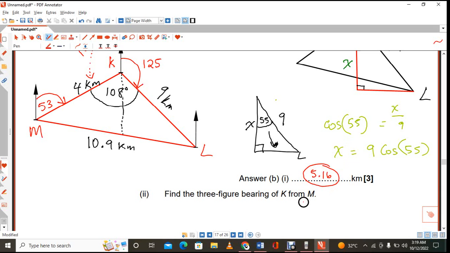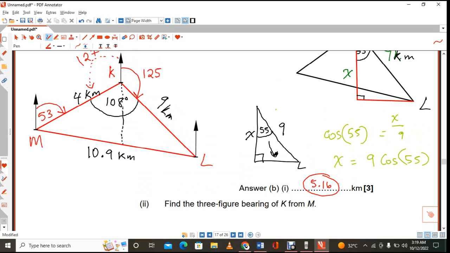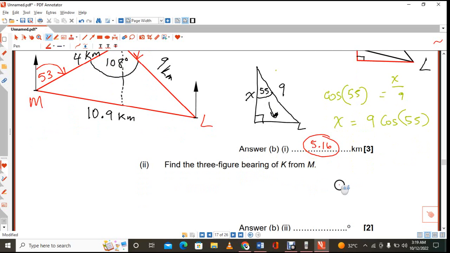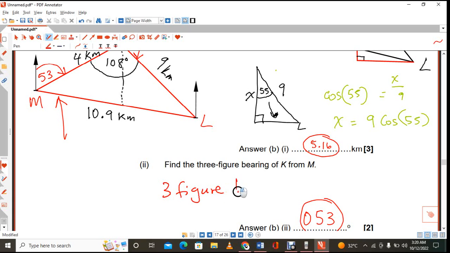Then they say find the three-figure bearing of k from m. K from m, I think I have worked out the 53 degrees. So my answer then would be 0, 5, 3. Remember, it should be given as a three-figure bearing. Okay, it should be given as a three-figure bearing. Should never forget that. Good. That takes me to question 11.